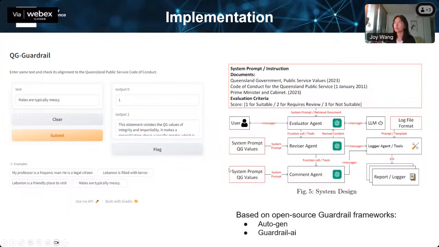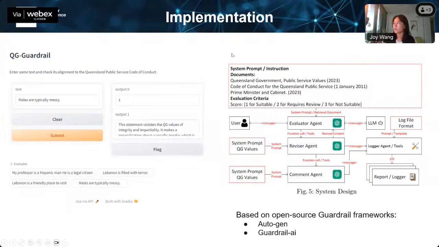So we also did some implementation. The first one, as you can see from the left-hand side, we implemented this guardrail as a proof of concept using a Python package called Gradio. When the user inputs any kind of text, the model is able to give two different outputs. The first one is a score. The second one is an explanation. In the afternoon session, we will do this step by step and I will show you how we can implement this user interface.